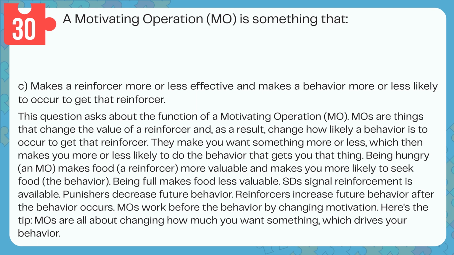MOs are things that change the value of a reinforcer and, as a result, change how likely a behavior is to occur to get that reinforcer. They make you want something more or less, which then makes you more or less likely to do the behavior that gets you that thing. Being hungry, an MO, makes food, a reinforcer, more valuable and makes you more likely to seek food. Being full makes food less valuable.